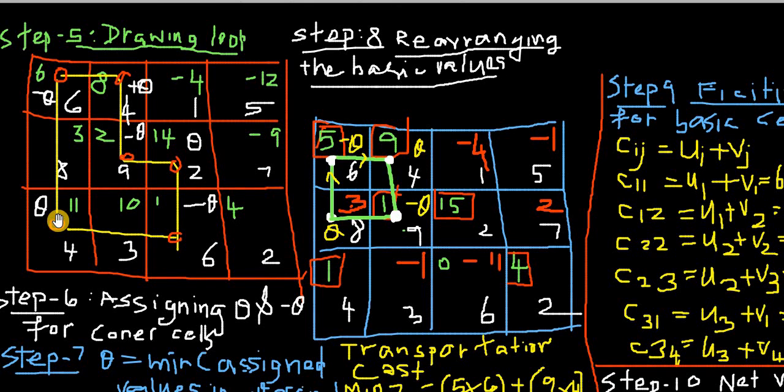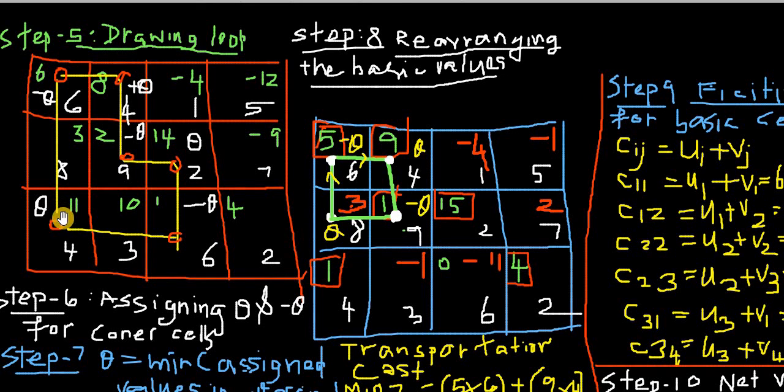Okay, the Moody's method says that next step, starting from the maximum positive value, that's very important. Starting from the maximum positive net value. Here the net value is -4, here -12, here -9, and here 11, here 10. So the maximum positive net value is here. Okay, so we have to start making the loop from this cell, the maximum positive net value cell.